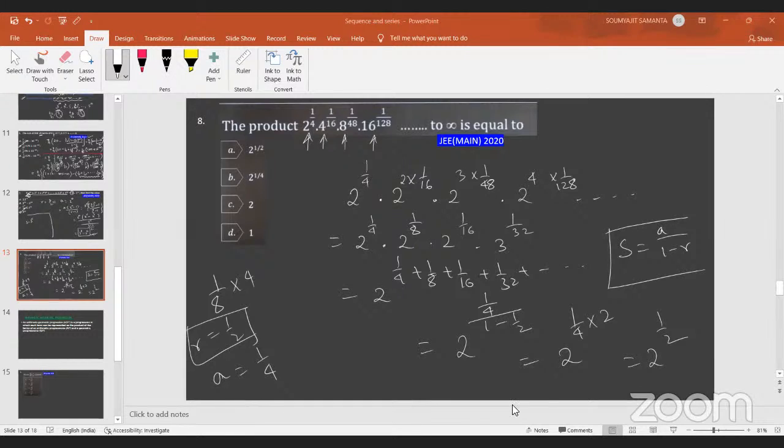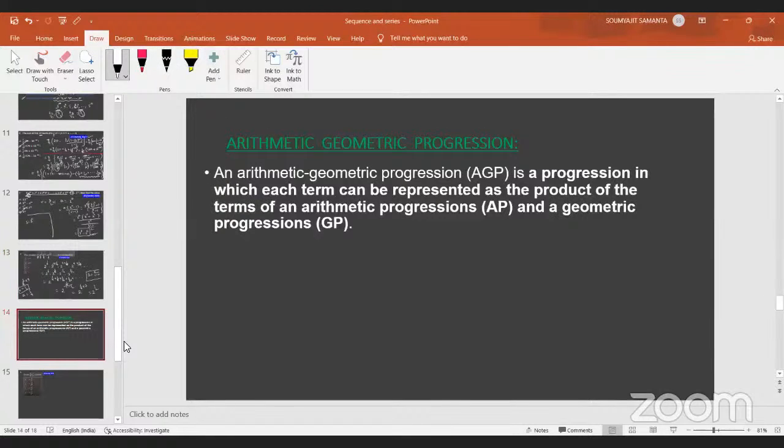Now, this is the only thing you can expect at least one question in each year they have asked. That is nothing but arithmetic geometric progression. In short, it is written as AGP. How can we recognize this kind of progression or this kind of sequence? This is nothing but the combination of arithmetic multiplied with geometric progression.